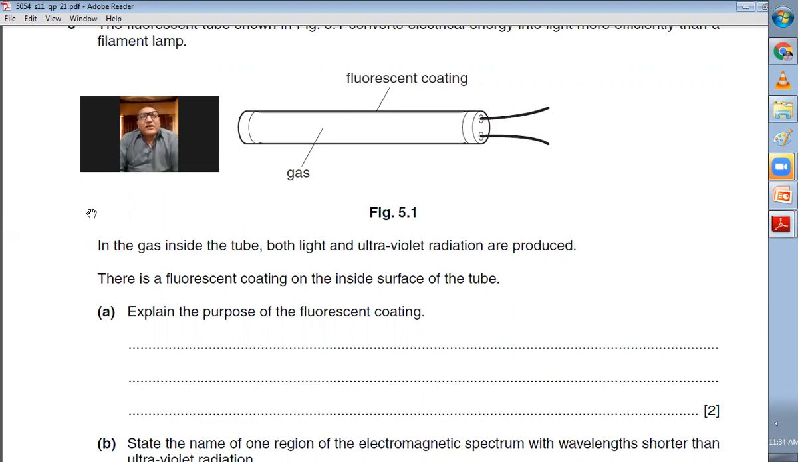The reason for using this fluorescent coating is that the question says the tube gives out UV light. When the UV light strikes the fluorescent coating, it starts glowing. Another reason is that electrons also travel in this tube. When an electron strikes the fluorescent coating, it also starts glowing. So that's why we use it, and it gives us light.